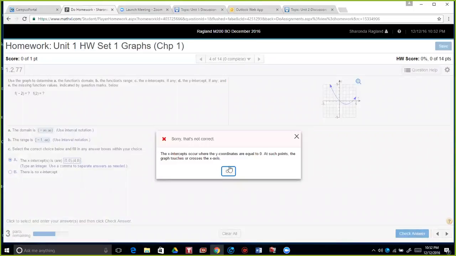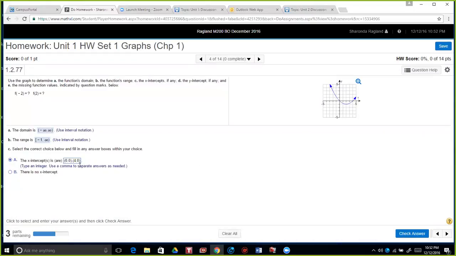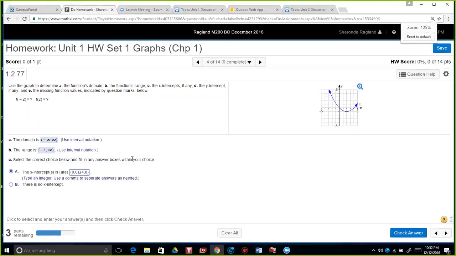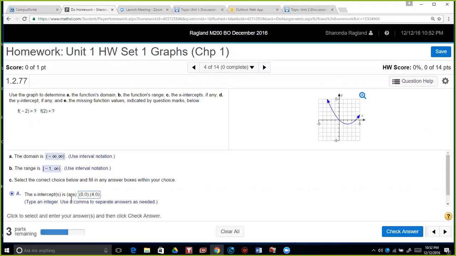Something's wrong. The x-intercepts occur where the y coordinates are equal to 0 at such points. Okay, what did I do? Let's see. Did I put in a period? I have to make this a little bigger. Okay. There we go. The x-intercepts are 0, 0. Let's look at it again.